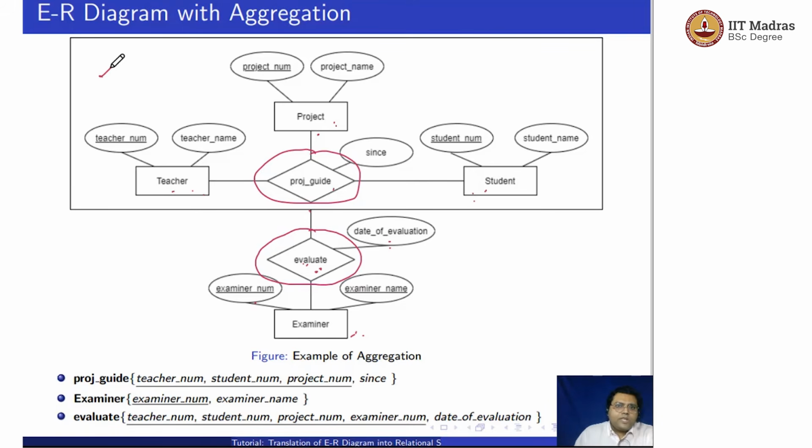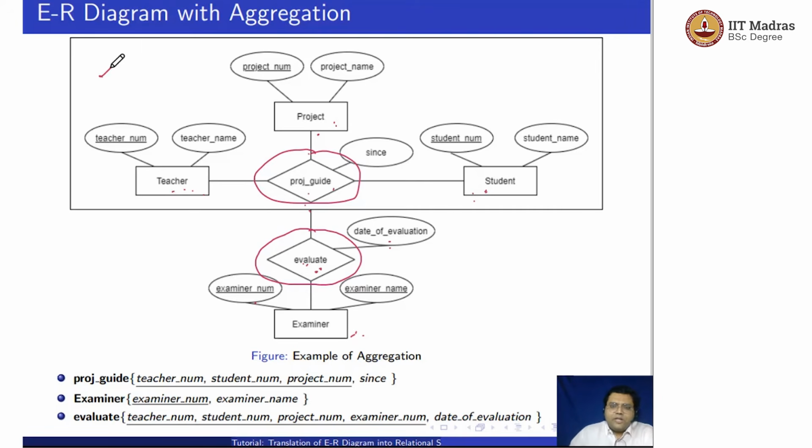Now you need to understand that aggregation creates a relationship with a relationship set. Normally we see that a relationship set creates a relationship between two or more entity sets. But in case of aggregation, we have a relation with a relationship set.